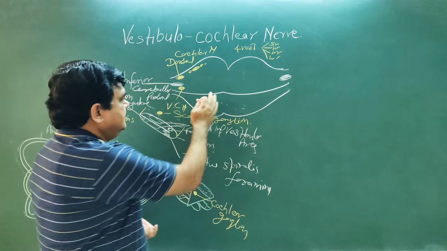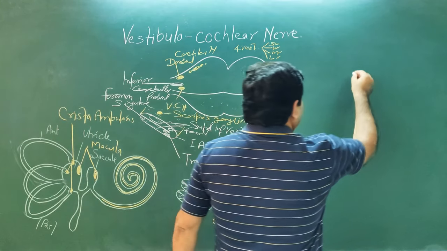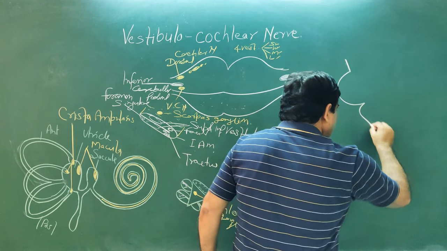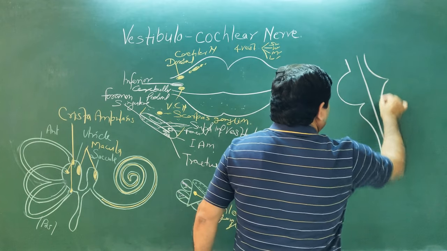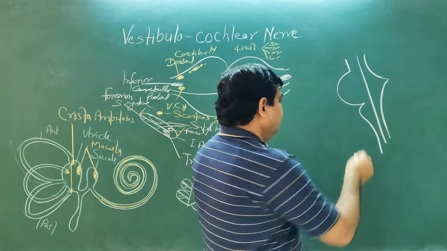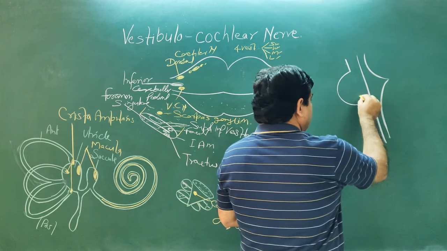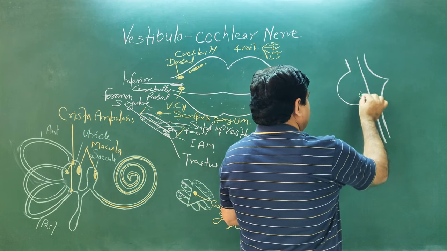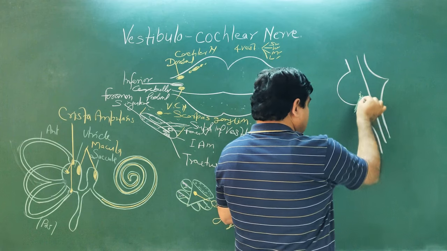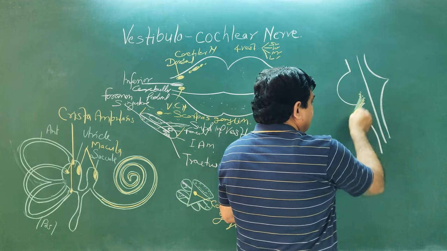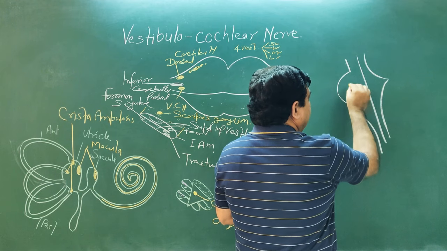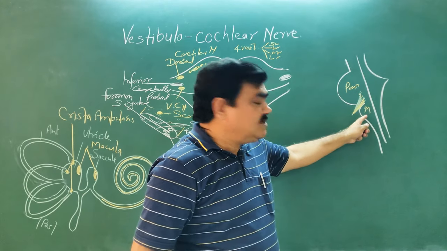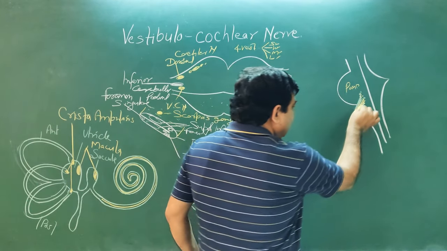If you see this in lateral view, here is the midbrain, this is the pons, this is the medulla oblongata. The vestibular and cochlear nuclei are present here. And this is the junction of pons and medulla. At the pontomedullary junction, this nerve arises.